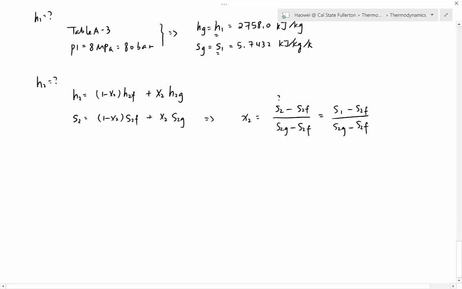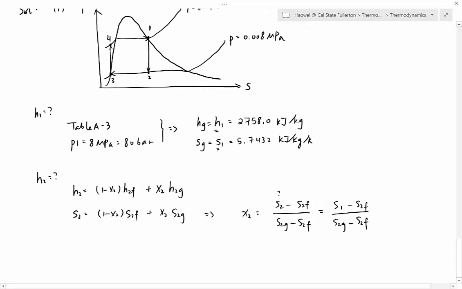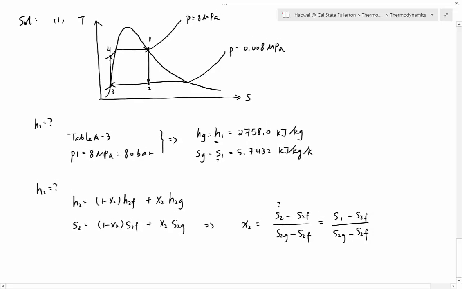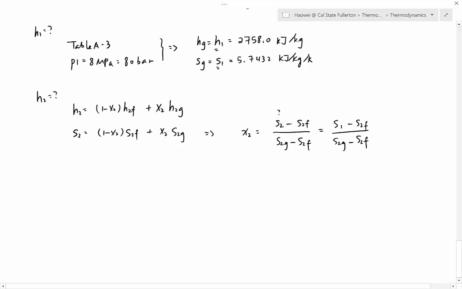So what is left is pretty straightforward. We go to the table and look for S2F, S2G, H2F, and H2G. How do we look for those? What do we know about number 2? If you take a look at the diagram, number 2 is on a constant pressure line, which is 0.008 megapascal. If we start from pressure, we go to table A3 again.